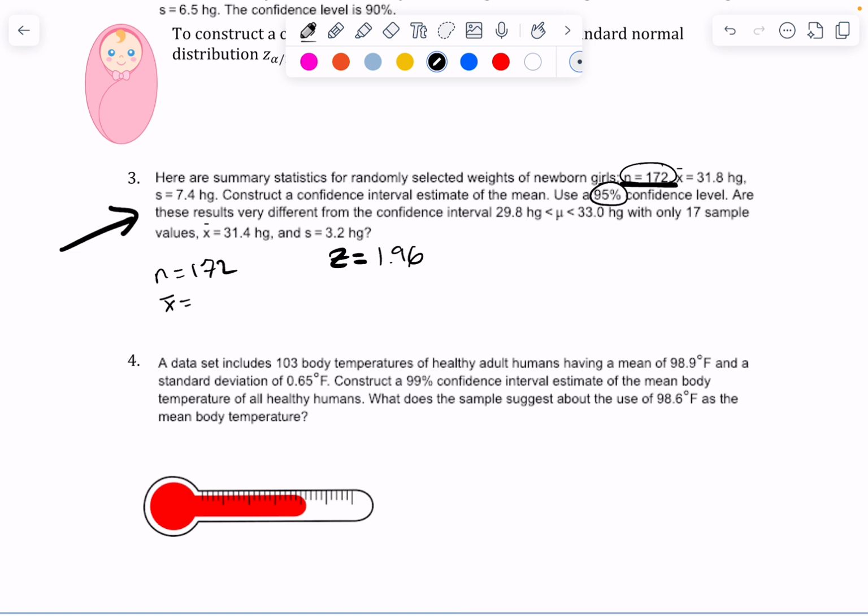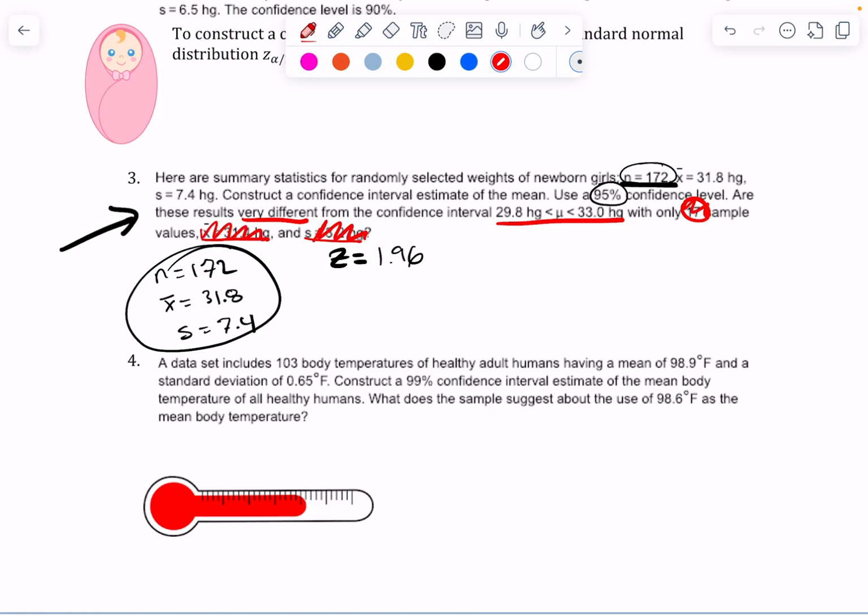My X bar is 31.8 with a standard deviation of 7.4. Are the results very different from, okay, so they give me that information. We need to find the confidence interval, and then they say, is that very different? Meaning, do the two intervals overlap or do they not overlap? If I have this, which was results from only 17 samples with an X bar of this and an S of this, we don't care about this information. We're only looking at this interval in comparison to the interval that I'm going to create here.